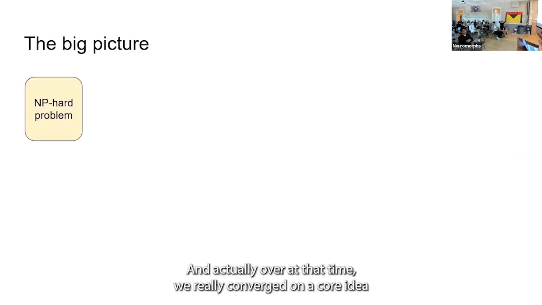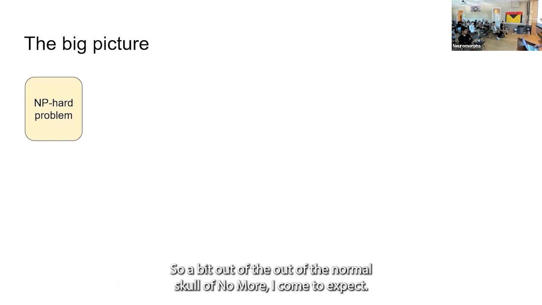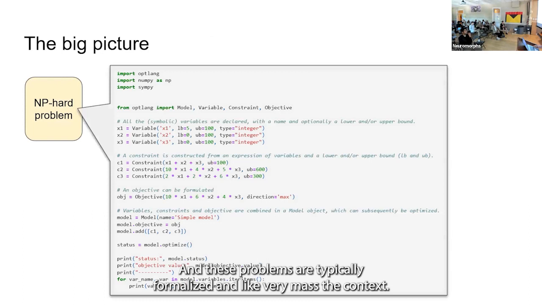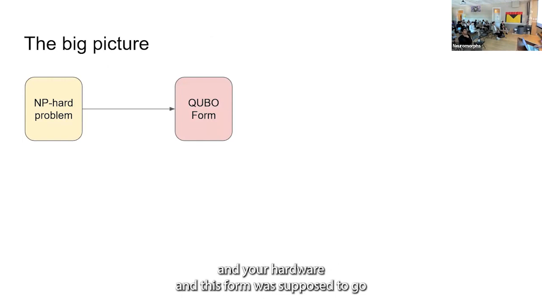And over the time, we really converged on a core idea that we already presented in between, but as a brief recap. So we wanted to work with NP-hard problems, so a bit out of the normal scope of neuromorphic computing stuff. And these problems are typically formalized in a very math-heavy context, and so we want to map them into a specific form that can run well on neuromorphic hardware.